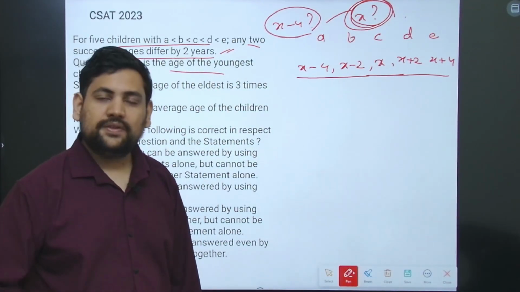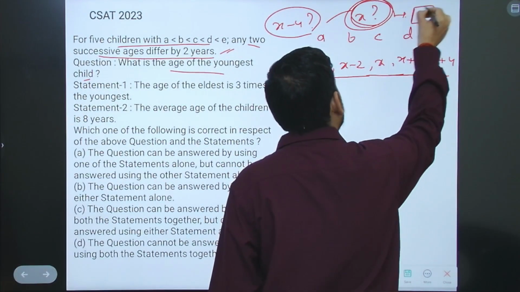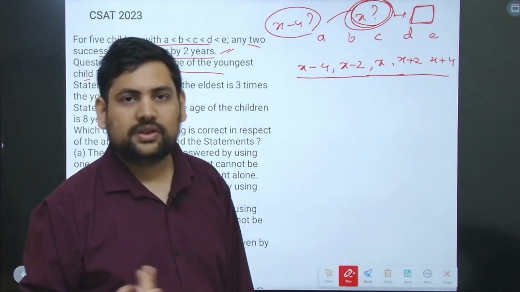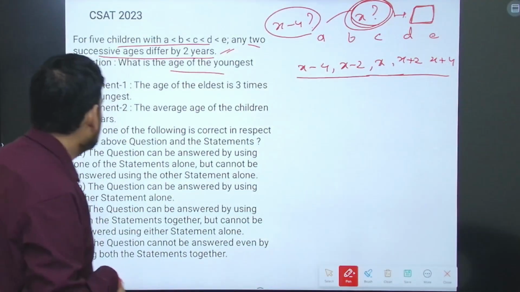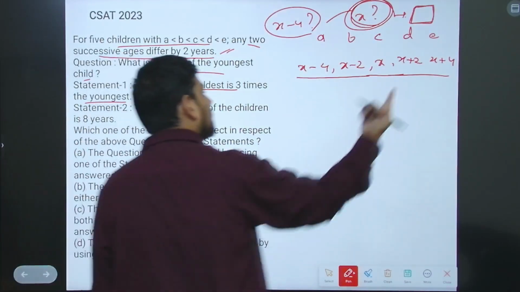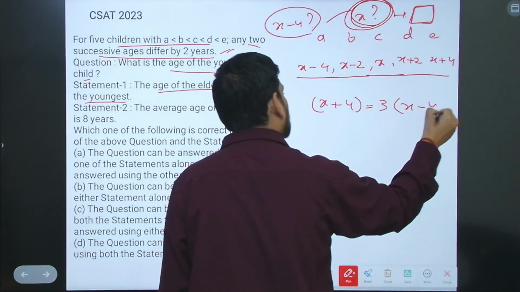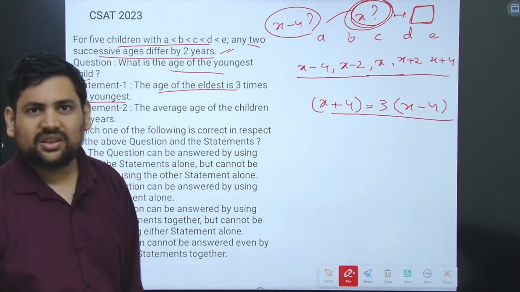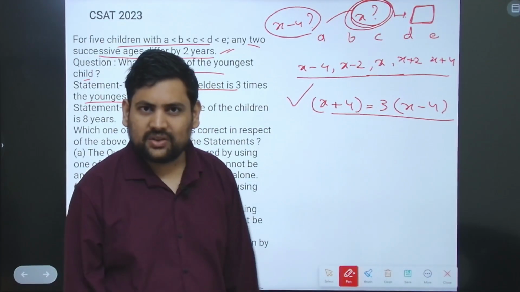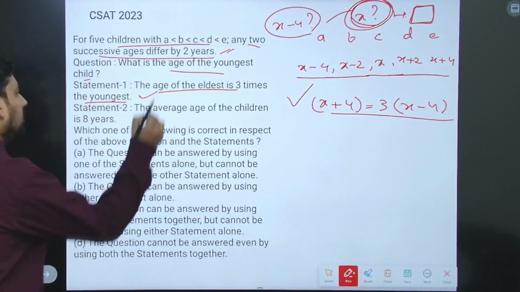Correct? Now if you can get to a unique answer to fill in this small box, then that statement or those statements together become sufficient, otherwise insufficient. Now let's move forward. So the first statement: the age of the eldest is 3 times the youngest. Eldest one, this is the eldest. The age of the eldest is 3 times the age of the youngest. Can you solve this? Of course, it's one variable, one equation, enough to get the value of x. I won't solve it. You understand it? Just getting the value of x, enough. So the first statement is enough.